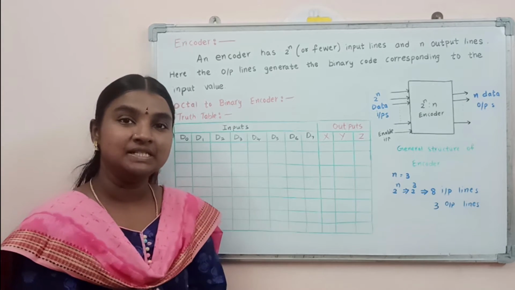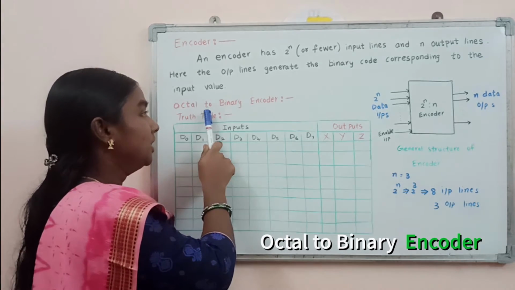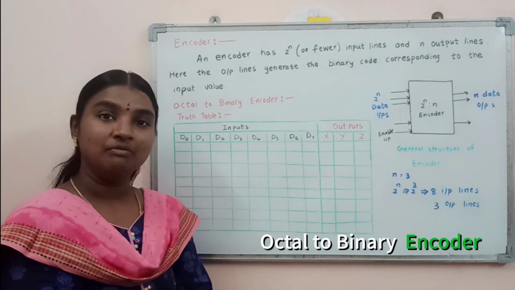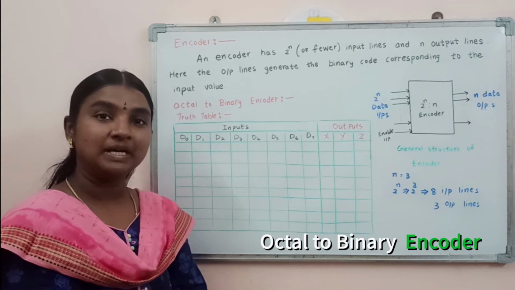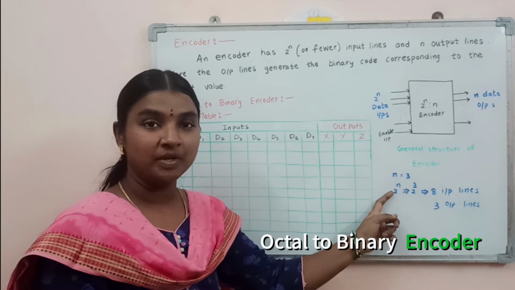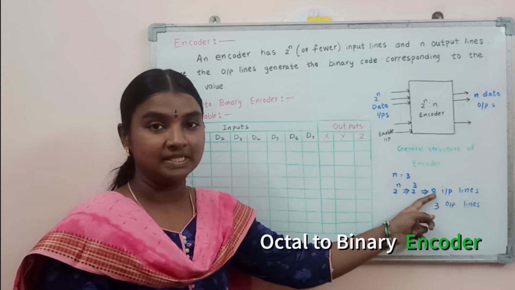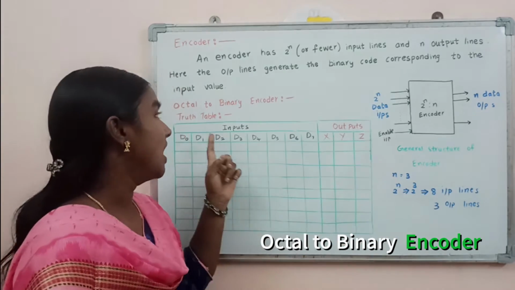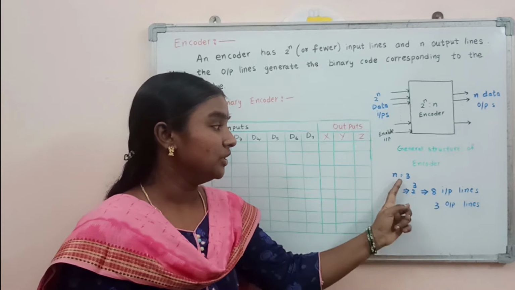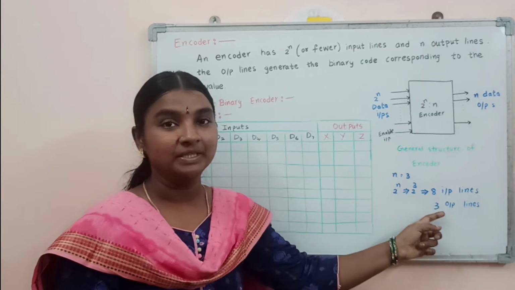Now, we will consider one encoder circuit, that is the octal to binary encoder circuit. For this one, we consider n equal to 3, which means 2 power n equals 8, so the number of input lines is 8 in this octal to binary encoder. And n equal to 3 means the output lines are also 3.